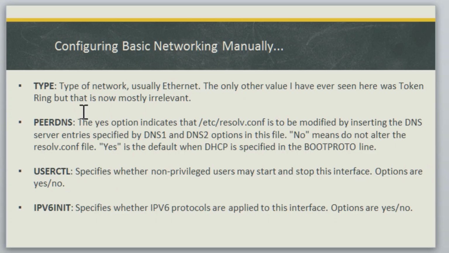We also have type, which is the type of network, usually Ethernet. The only other value I've ever seen here was token ring, but that's not used anymore, guys. Okay. We also have peer DNS.